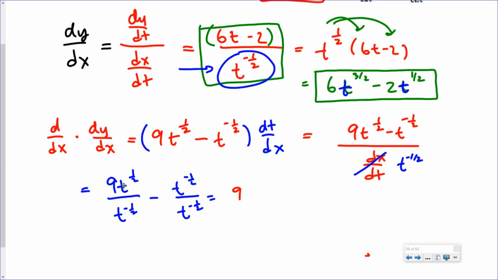Okay, what do I do when I have the same bases, but I have exponents with dividing? Subtract. So it's 1/2 minus negative 1/2, which is just 1. So this is just t to the 1 power, which is just t, minus 1. And there's my answer. So I want you guys to think about what we did.